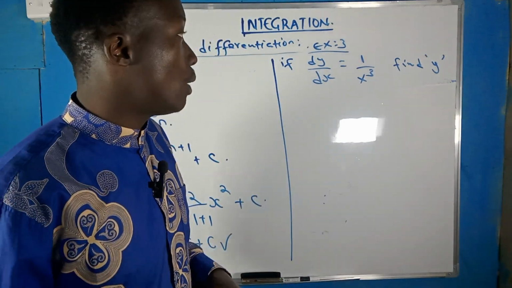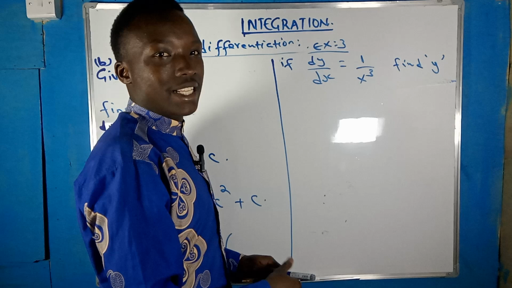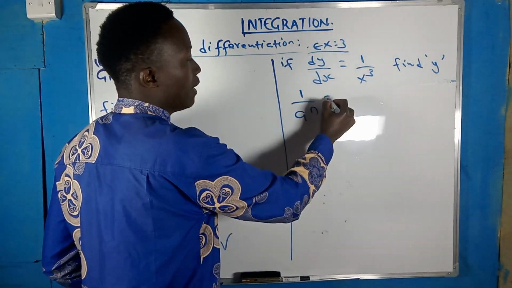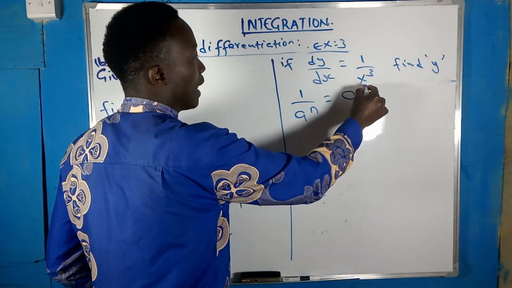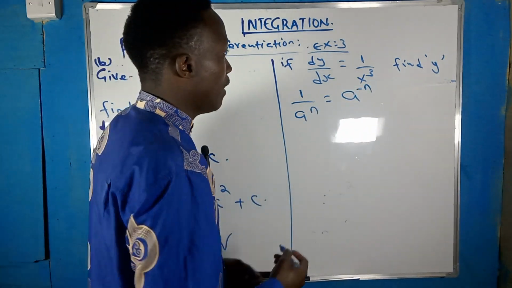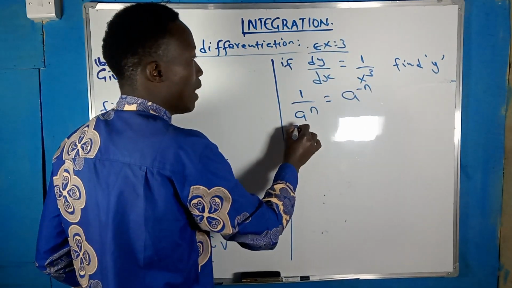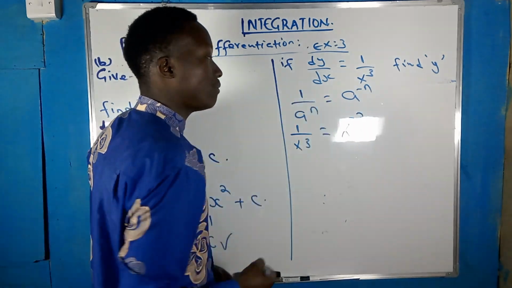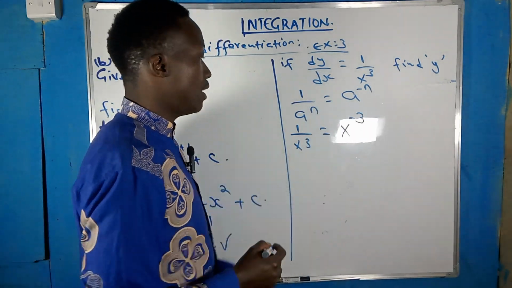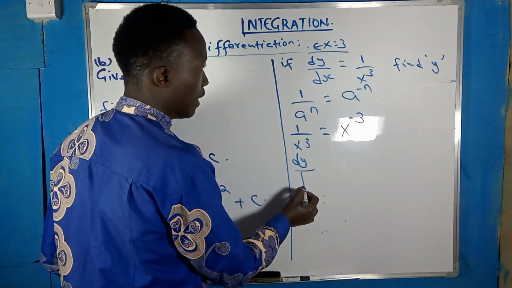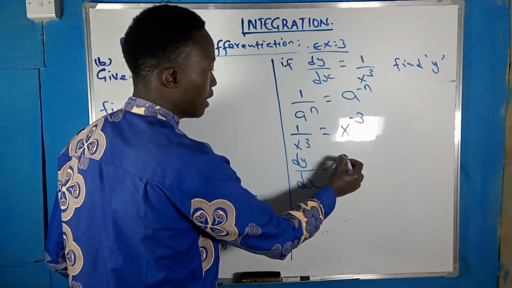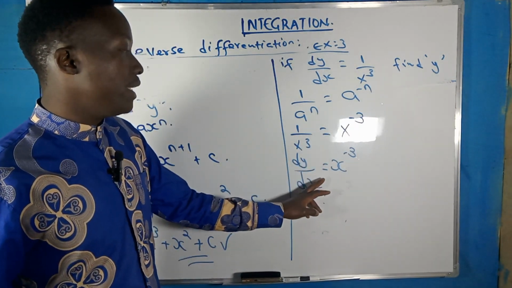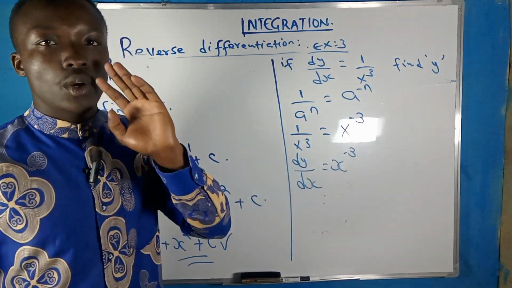So this is how we are going to approach it. Remember, the rules of indices state that 1 over a to power n is the same as a to power negative n. Therefore, we can rewrite this and say 1 over x cubic is the same as x to power negative 3. So we can therefore say dy over dx is equal to x to power negative 3.